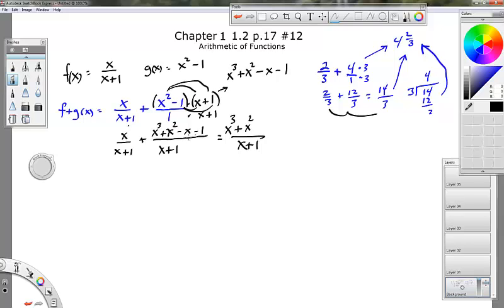I mean, they would literally, and again, I'm going to delete that, but they would cancel themselves out. Just visually, you can see that. And then minus 1. So that would be your final answer right there. Okay, that would be f plus g.